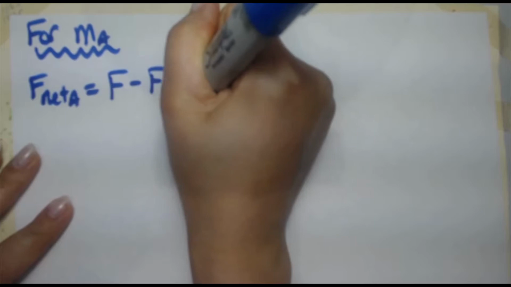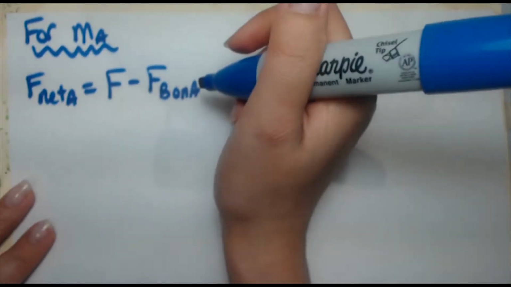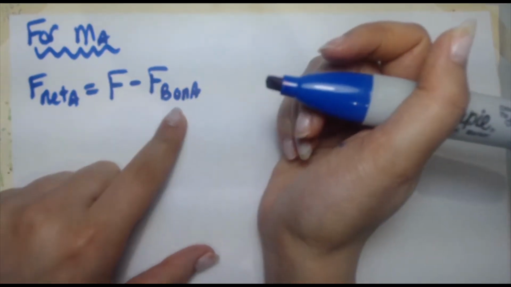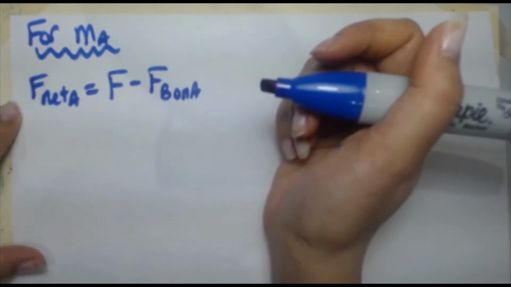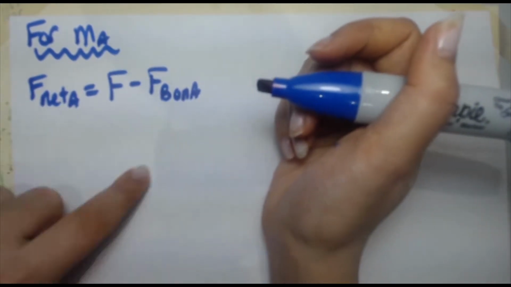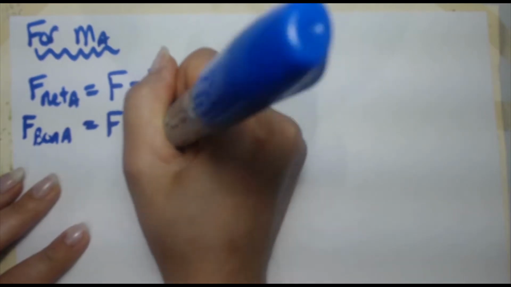F minus F_B on A. Okay, now this is what we're looking for, F_B on A. So I'm going to bring that over to the left, making it positive. F net A comes over to the right, becomes negative. So F_B on A is equal to F minus F net A.